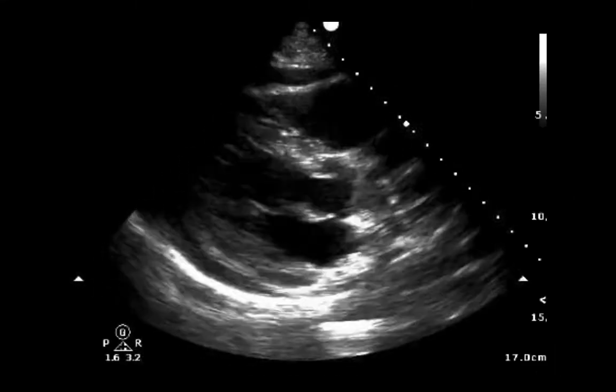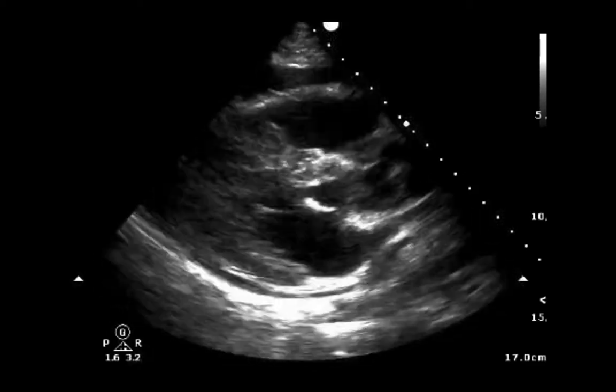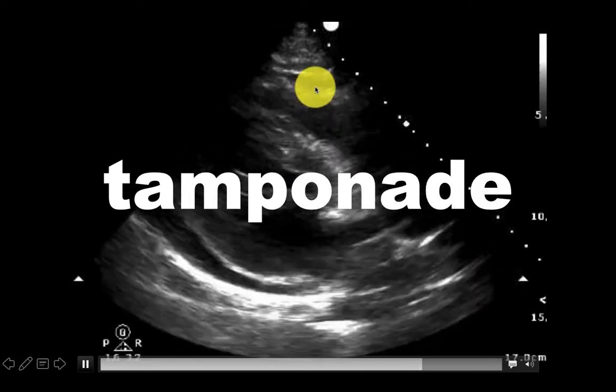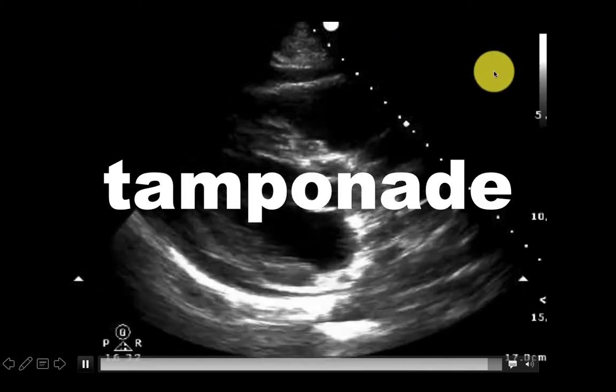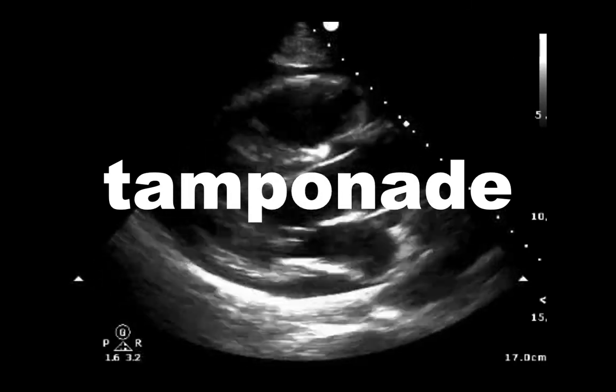Here's another example. Do you see any evidence of tamponade? Yeah, this is a heart that I'm worried about. Again, look at the right ventricular wall up here, and you see it's doing this abnormal paradoxical bouncing movement, which is very concerning for tamponade.